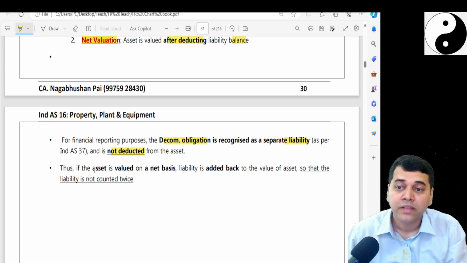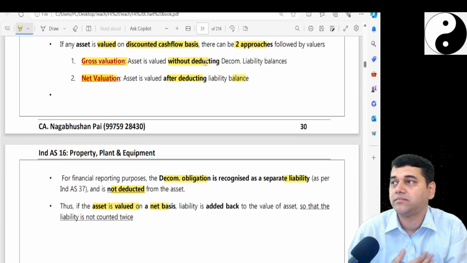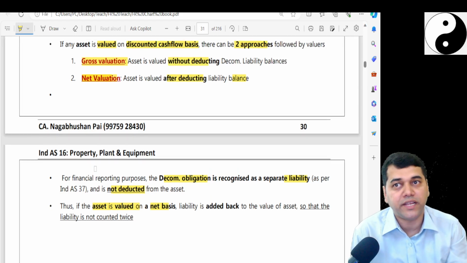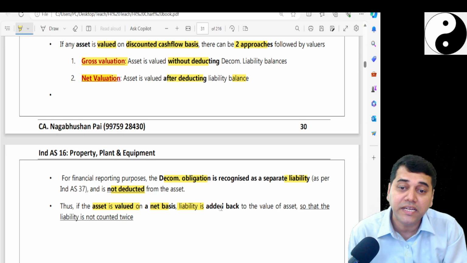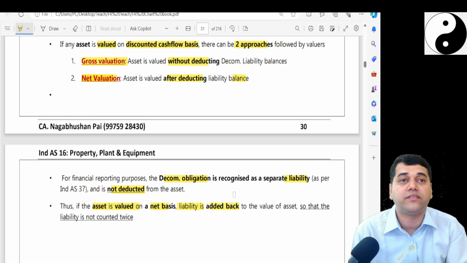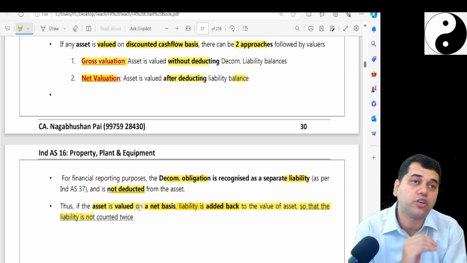That is why, if the asset is valued on the net basis, if you give me gross, no headache. But if you do the revaluation and give me a net value, then the liability is added back to the value of the asset, because you did the net. So that liability is not counted twice.